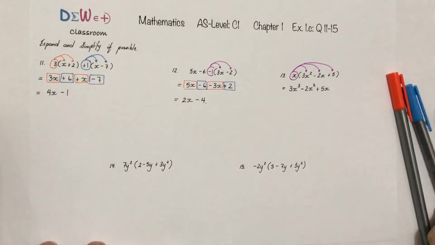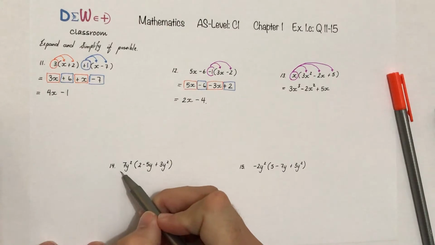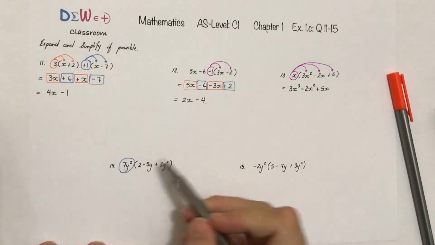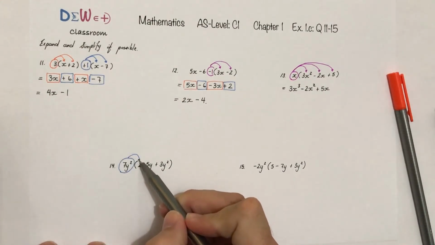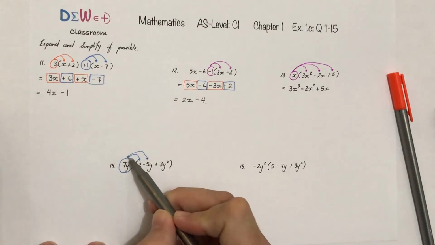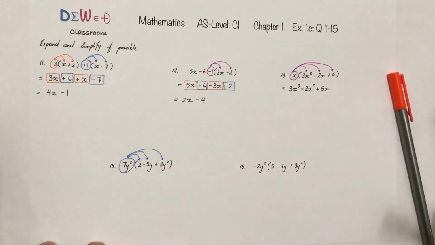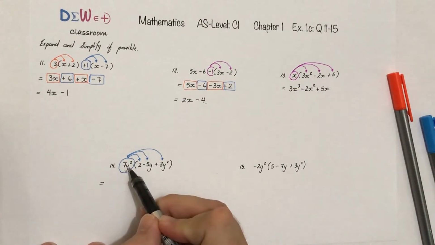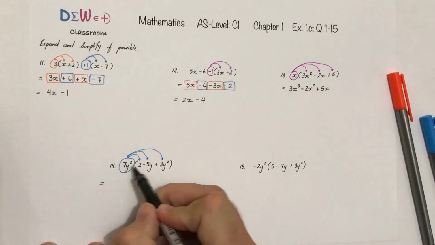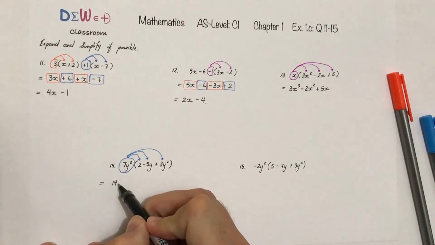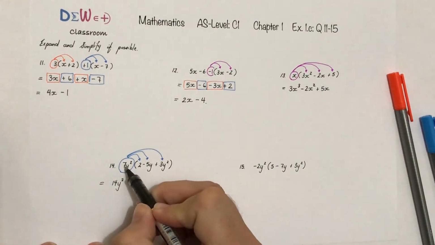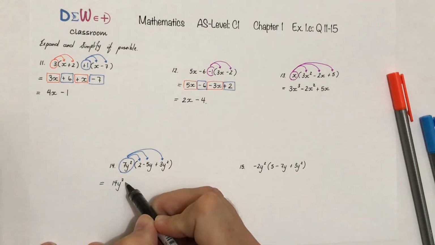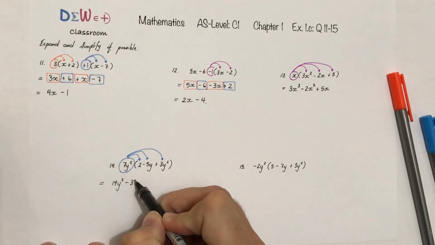We go over to question number 14. Same as question number 13, we have the term outside. It gets multiplied by each term inside of your brackets. So here we go, 7y squared multiplied by 2. 7 times 2 is 14y squared. 7 times 5 is minus 35.